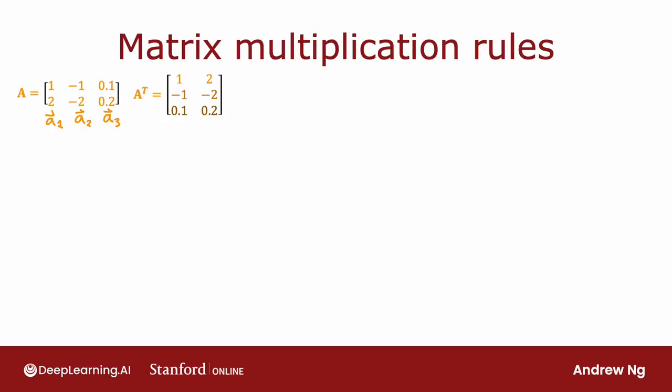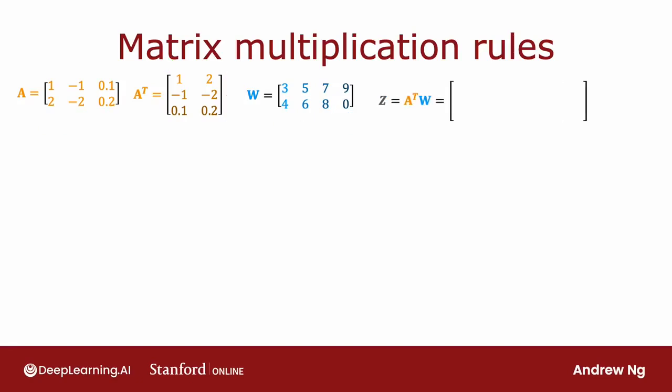Well, A transpose is obtained by taking the first column of A and laying it on its side like this, and then taking the second column of A and laying it on its side like this, and then the third column of A and laying it on its side like that. And so these rows are now A1 transpose, A2 transpose, and A3 transpose. Next, here's a matrix W. I encourage you to think of W as vectors W1, W2, W3, and W4 stacked together as so.